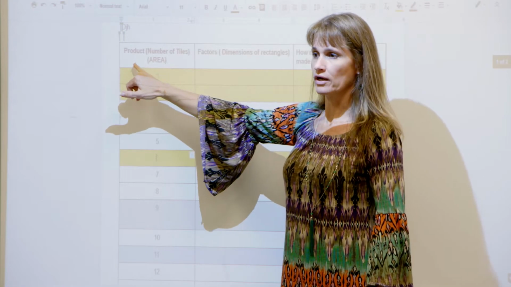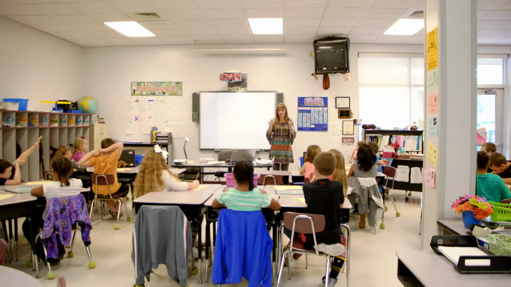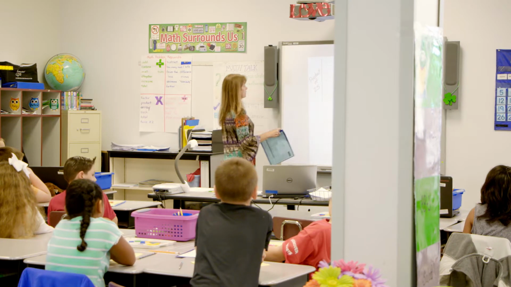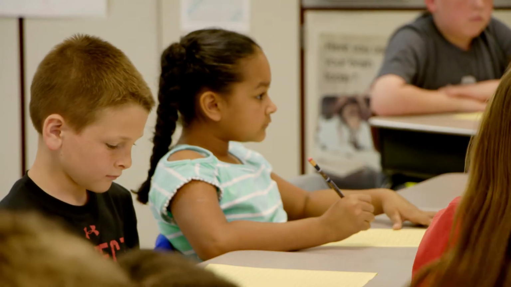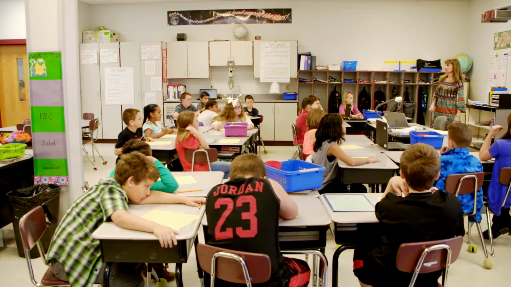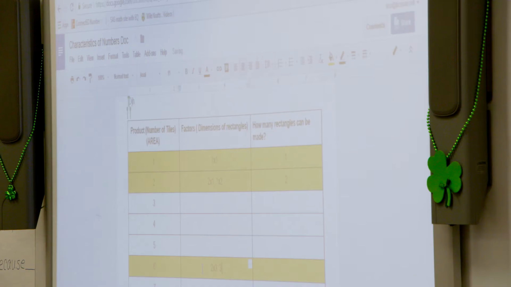It's also a real-life example, and we can see examples of it around us in the tiles in the floor or ceiling tiles, so it's a real-life example as well. Today's lesson meets my math standards in measurement. The students recognize perimeter and area as attributes of rectangles, and they learn the relationship between area and multiplication.